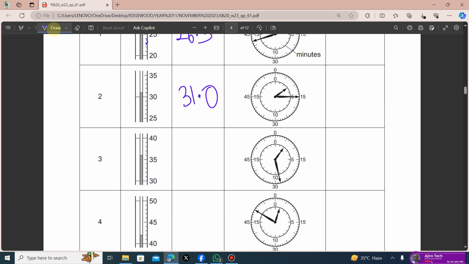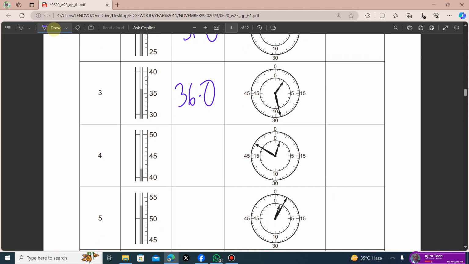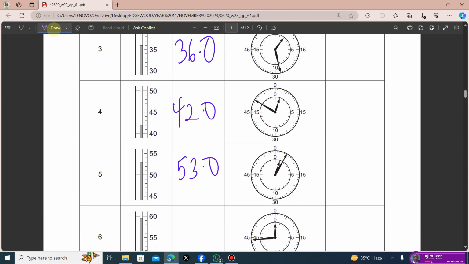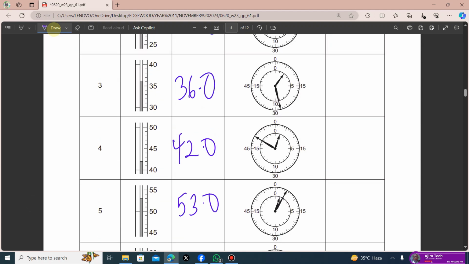The next one, from our reading here, is 36.0, not just 36. The next one is 42.0 from the reading there. We also have the next one to be 53.0. And the last one there, if you look at it carefully, it lies in between 60 and 59. For that, it has to be 59.5. You can see all our results are in 1 decimal place.